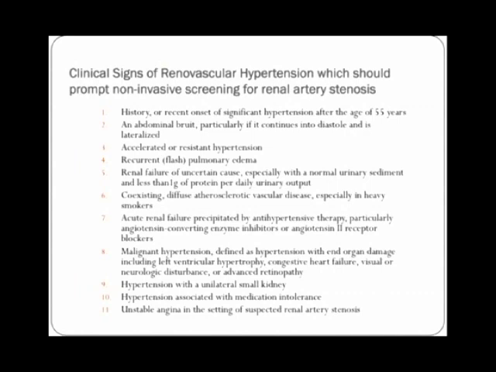The history or recurrent onset of significant hypertension after the age of 55 years, an abdominal bruit, especially if it continues into diastole and is lateralized, accelerated or resistant hypertension, and usually that means hypertension that can't be controlled on 3 drugs, one of which is a diuretic, recurrent flash pulmonary edema, renal failure of uncertain cause, especially with normal urinary sediment and less than 1 gram of protein per day in the urinary output, coexisting diffuse atherosclerotic vascular disease, especially in heavy smokers.